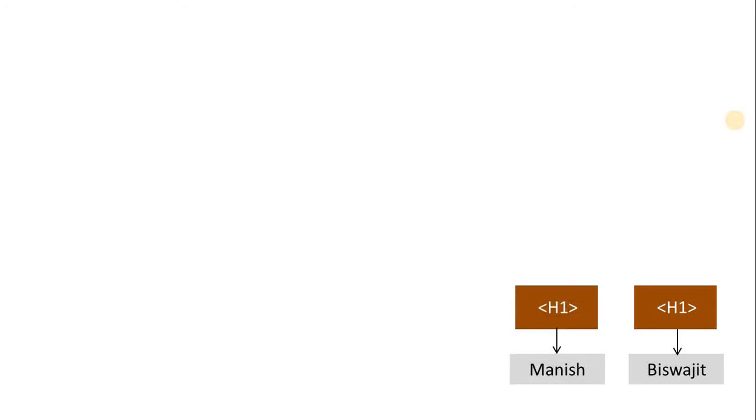Now not only that particular text, Manish is another text that is also written using another heading tag. And not only Manish, Rajesh is also another text which is also written using the h1 heading tag. And where are these three h1 heading tags kept?